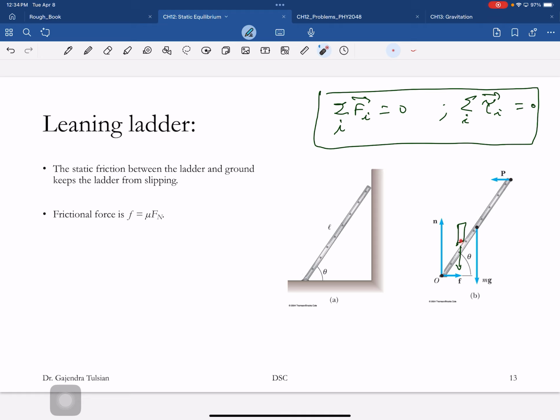Now, let me ask you this. As you climb up the ladder, will any of these forces change? The friction force will change. Very good. So, as the application of the forces changes, some of the forces might change, but you don't want that ladder slipping no matter what. All right, so that was the first part of the chapter.